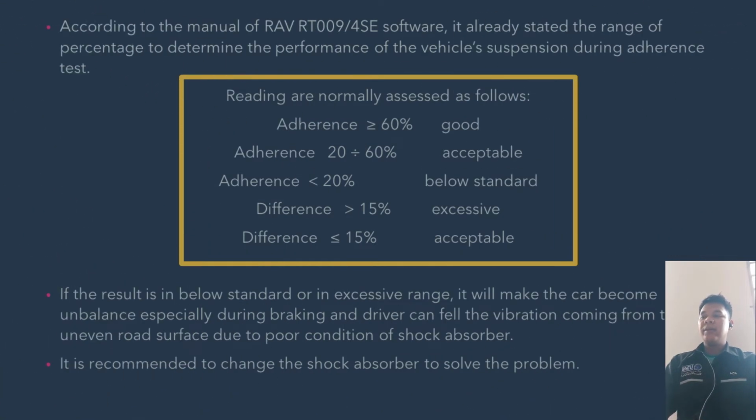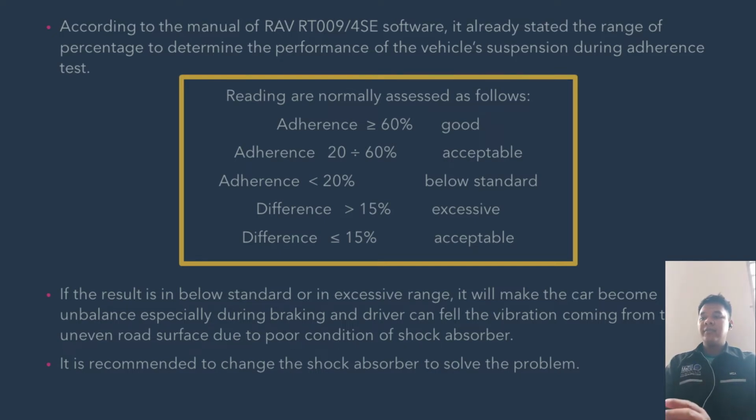So according to the manual of the RAV RT009, which we got from the interline during our research, it already stated the range of percentage to determine the performance of the vehicle suspension during the adherence test. As we can see in our slide, if the adherence percentage is more than 60%, it's good condition. For the adherence test, 20 to 60% is acceptable, and below 20% is below standard.